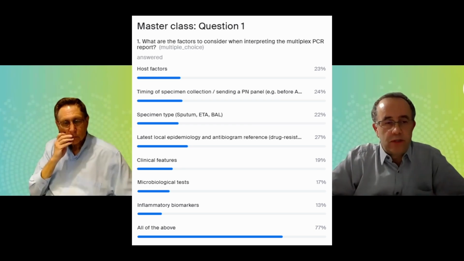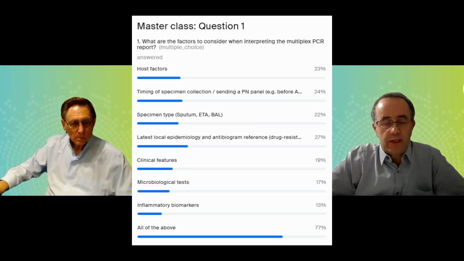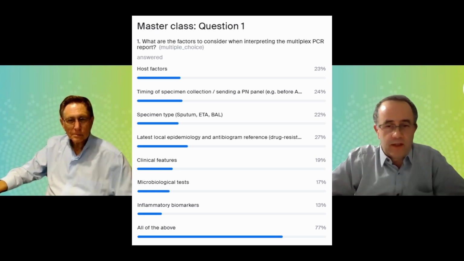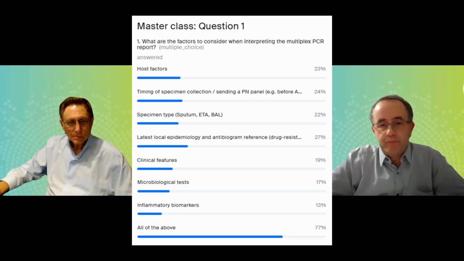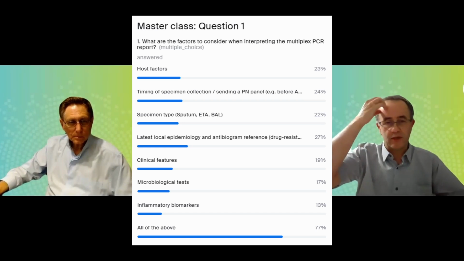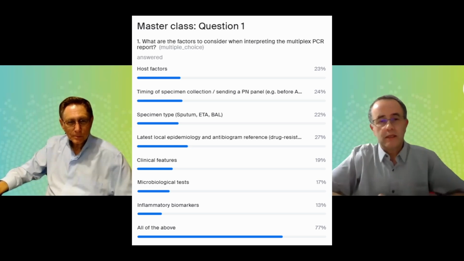May we have a look at the result if we have enough replies already? Oh, it's quite divided in the different factors we described. Yes. So maybe it would be interesting to have a few comments from the speakers, Professor Septimus and Dr. Soman.